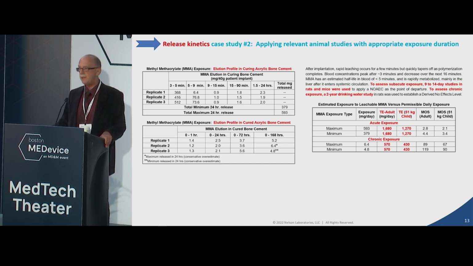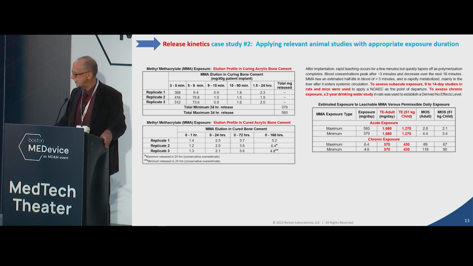And then there's also a need to do the long-term exposure to the residual monomer, which is of course much lower, but you take partially cured cement and then you extract it for an hour, 24 hours, 72, and 168. And again, you can use the worst case for the long-term exposure to the residual monomer. And then after implantation, the rapid leaching occurs only for a few minutes. There's a half-life of 5 minutes in the blood. The concentrations in the serum peak after only 3 minutes, and it metabolizes very, very quickly.